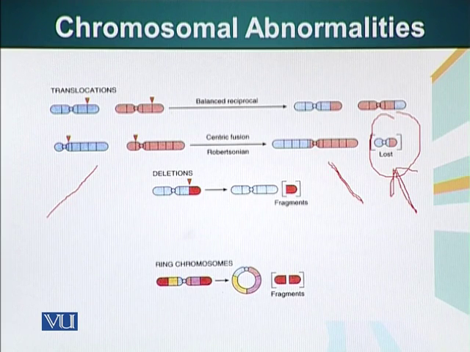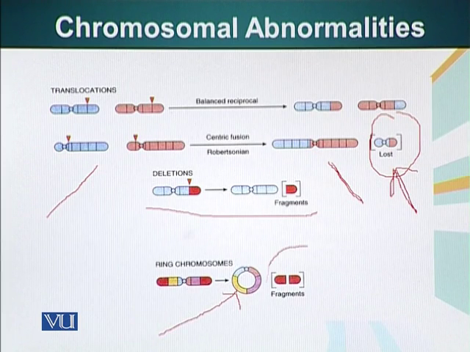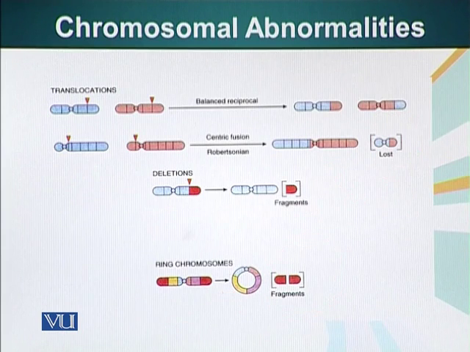The next category is deletion. A little piece of chromosome is broken off and is lost. That is basically a deletion of a chromosome. Another way we can have chromosomal aberration is when the two tips of a chromosome break and the chromosome becomes a circle, as shown here, and the tip fragments are lost. So these are some of the types of chromosomal aberrations that can happen.